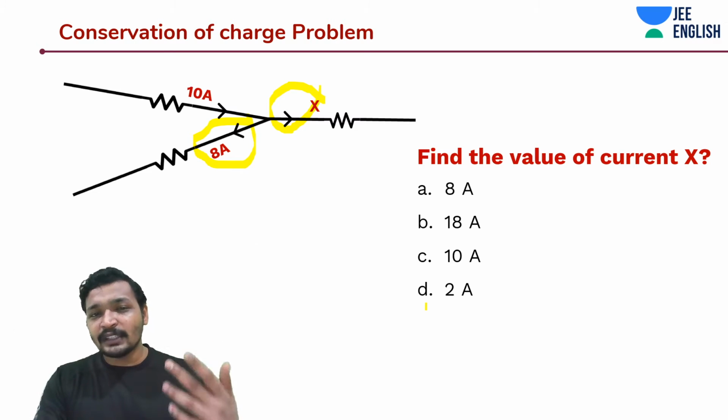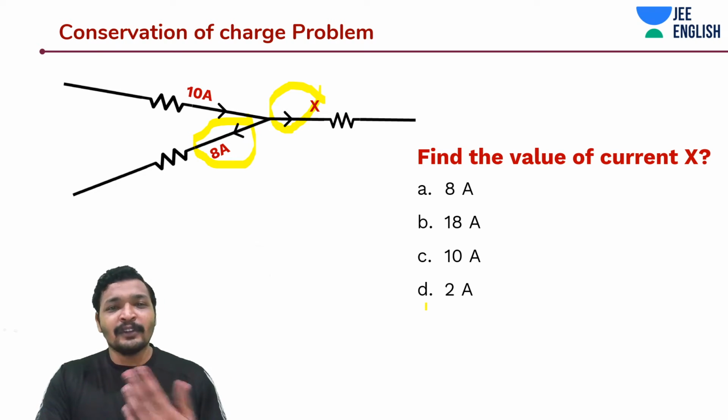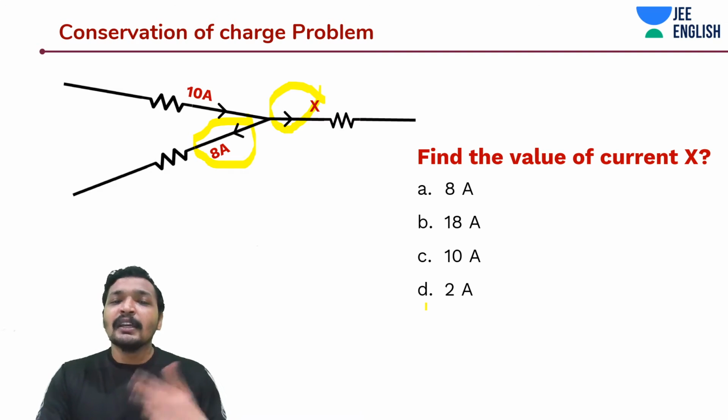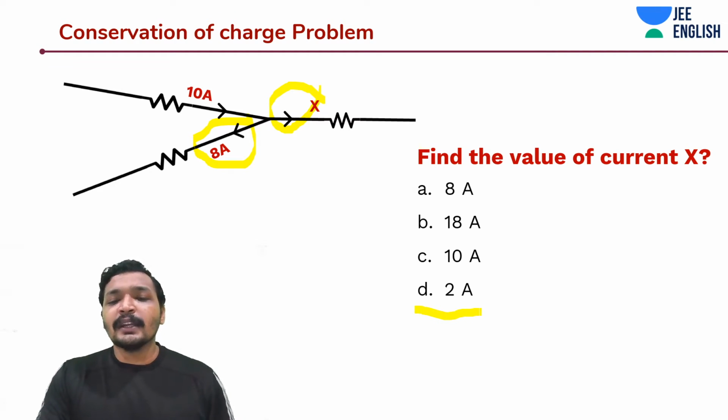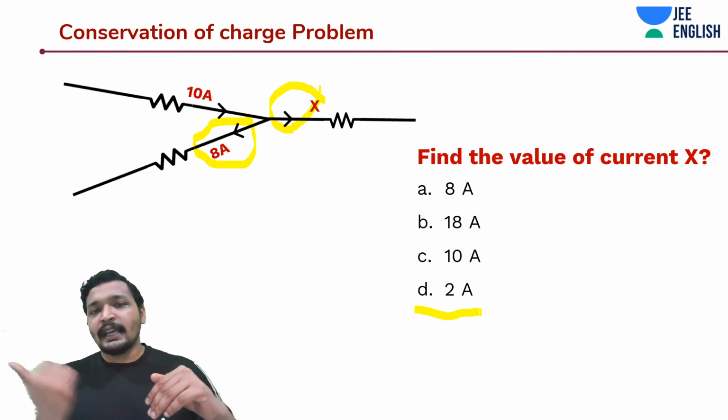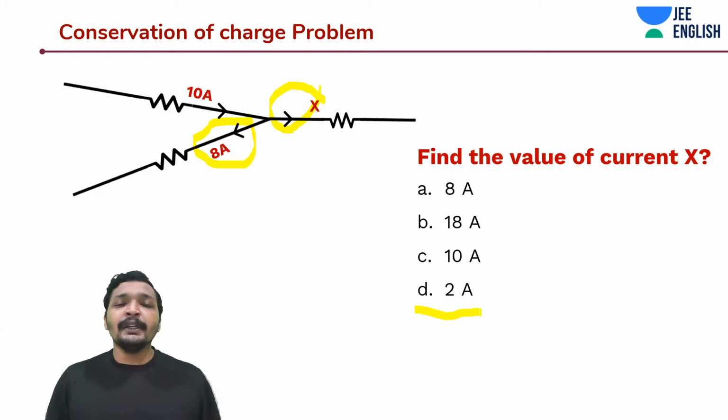Because this is not a very tough problem for anyone. Anyone who's having a look at this class, anyone who's learning from us, you know that this is not a tough problem at all. This is a very easy problem. This is something that you would do in your secondary classes. But they have asked you this problem. What does this mean? They're just trying to confuse you. So it should be 2 amperes, guys. Okay, 10 amperes is flowing in, 8 amperes is flowing out. Then again, X amperes is also flowing out. Then it should be 2 amperes.